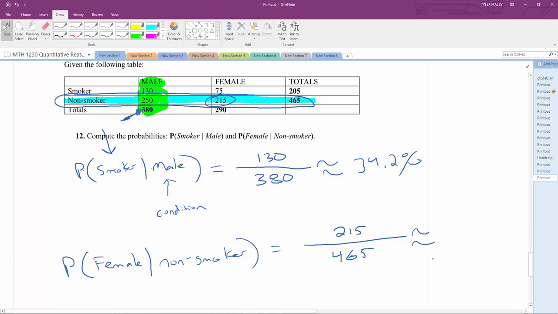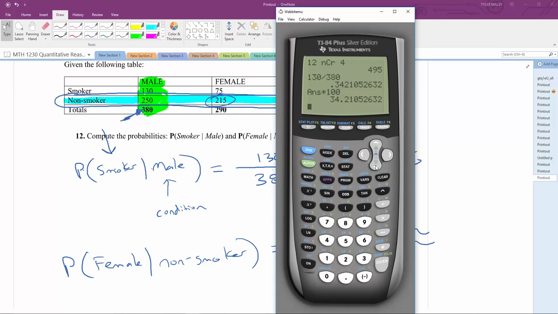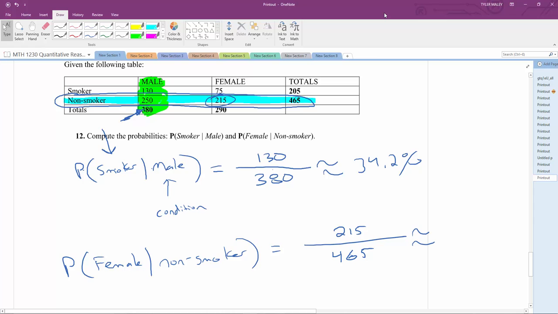And we can divide those to get a percentage, right? So 215 divided by 465 multiplied by 100%, we get 46.2, right? So this is roughly 46.2%, right? So this table is often referred to as a two-way table, right? So you want to be able to find conditional probability given a two-way table, right?